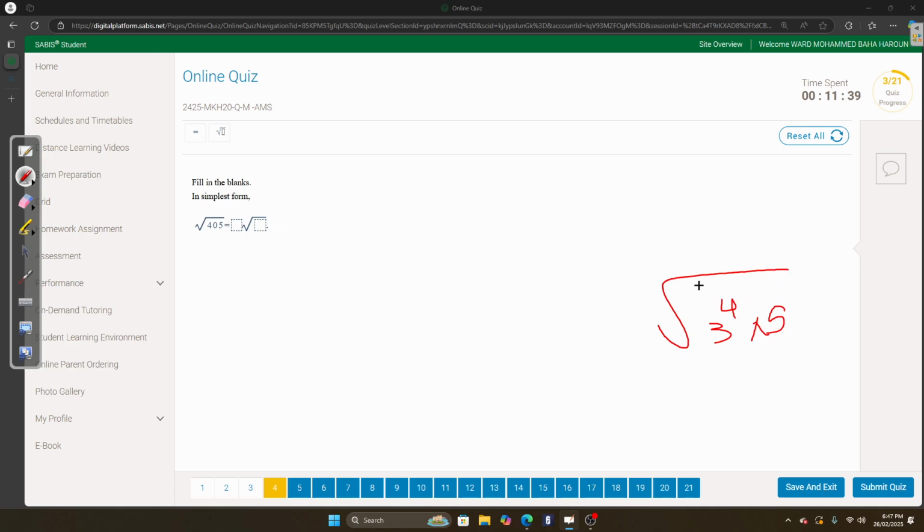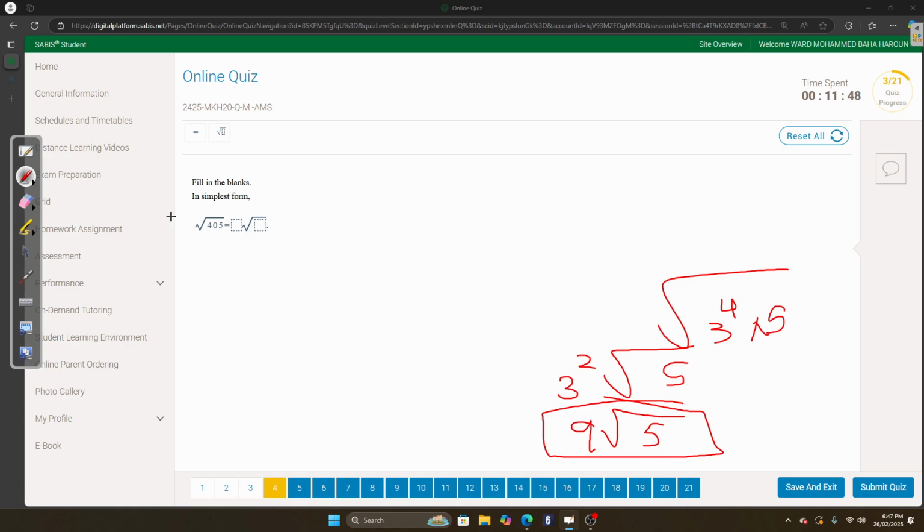Now we have an even power. We take it outside. It's going to be 3 squared, radical 5. 9 radical 5. Okay? That's your final answer. Why 9? What's 3 squared? 3 times 3 is equal to 9. Radical 5.